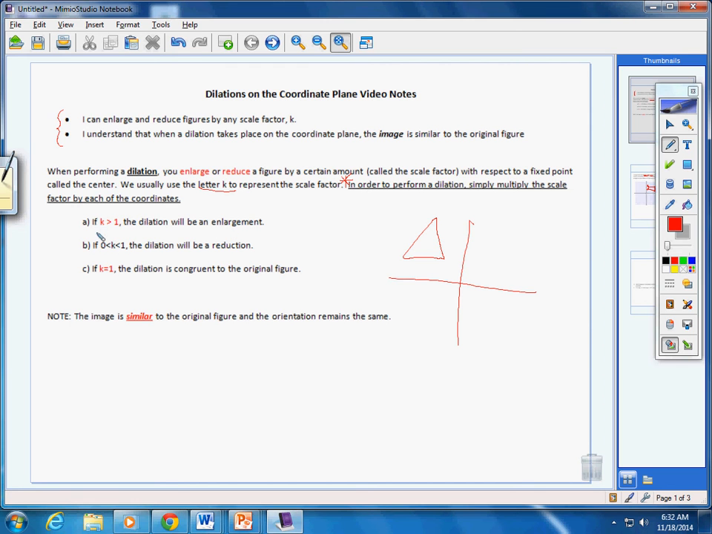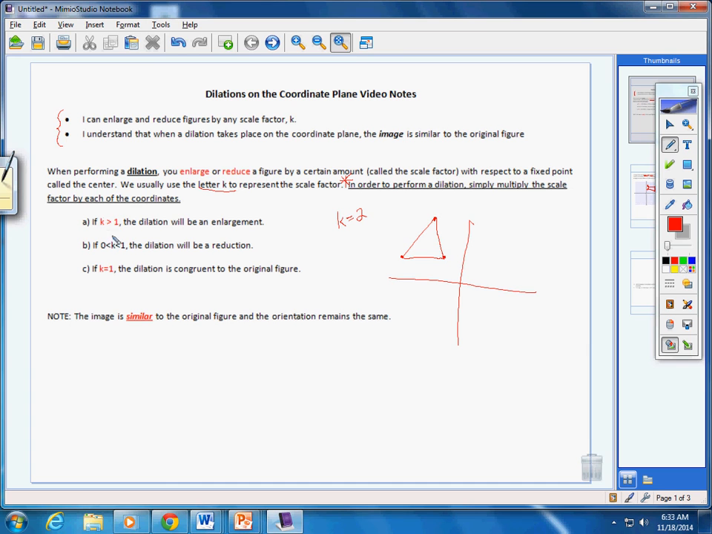So a couple things to note. If k is greater than 1, that means if your scale factor is more than 1, so if it's 2, 3, 4, 5, 1.5, then your dilation is going to be an enlargement. Because if I'm still talking about this triangle, and I take each of the coordinates and multiply, let's say my scale factor is 2, it means I'm multiplying each of my coordinates by 2. Well, of course, each of these numbers is going to become larger, so my shape is going to be larger.